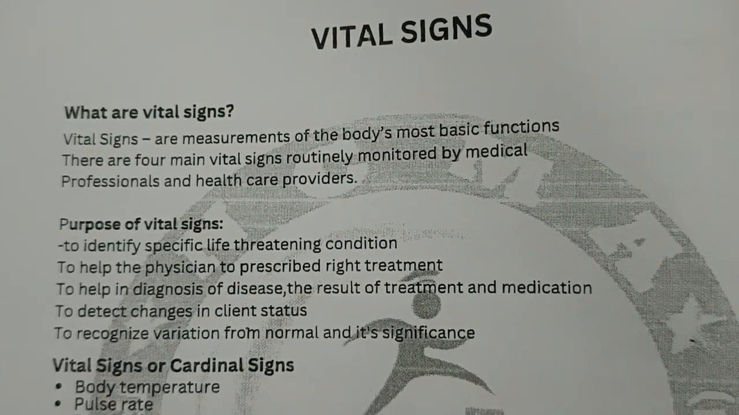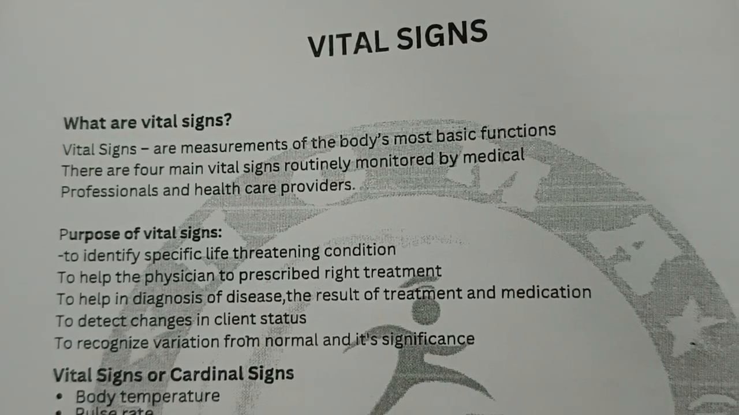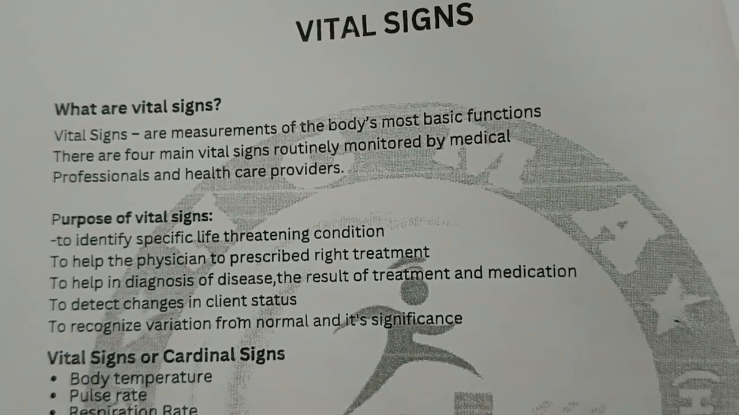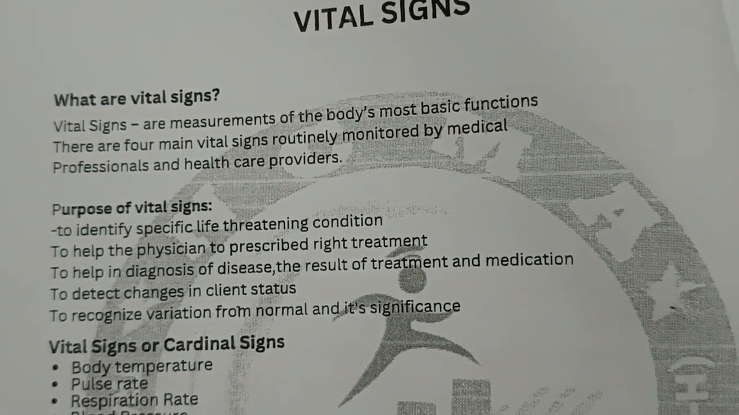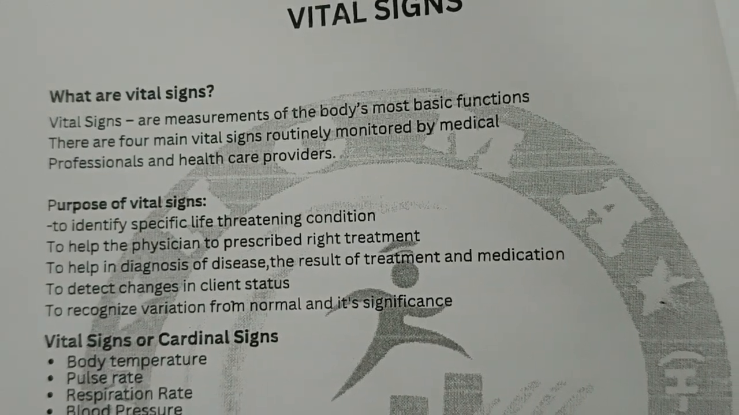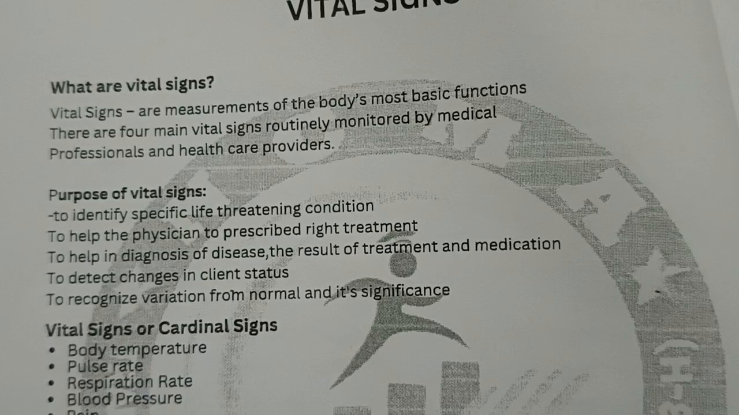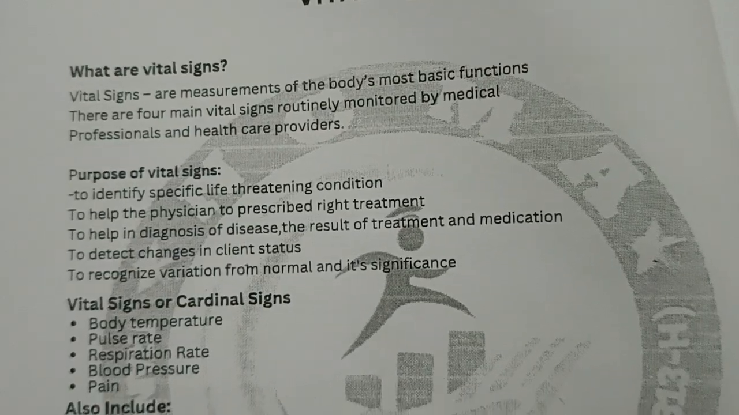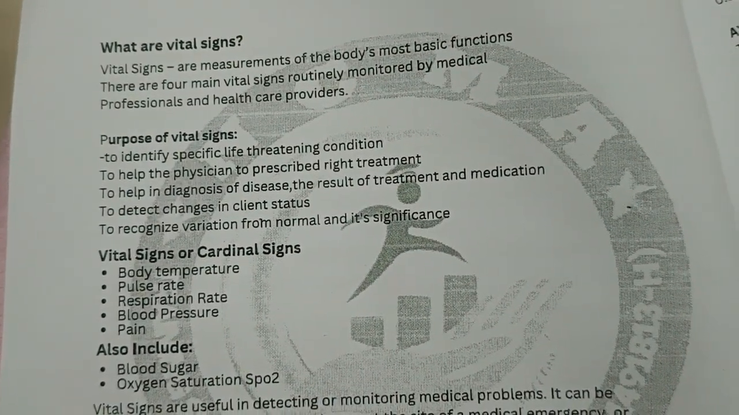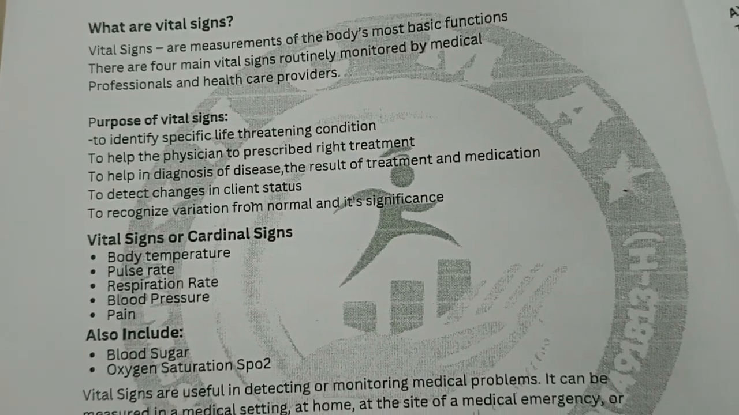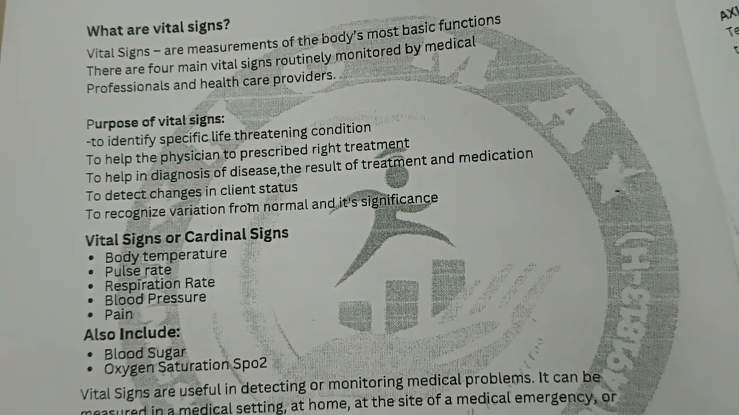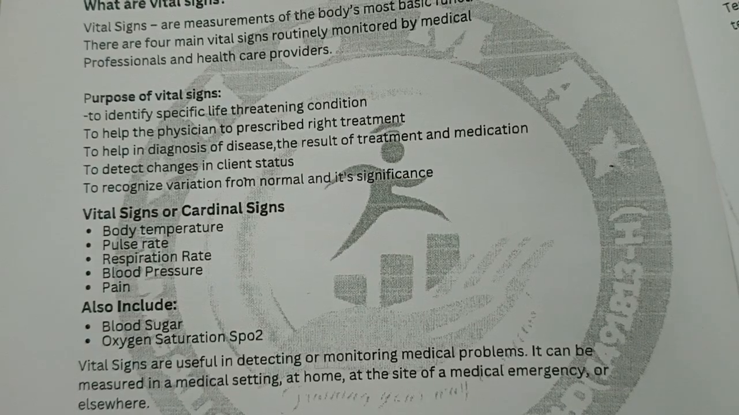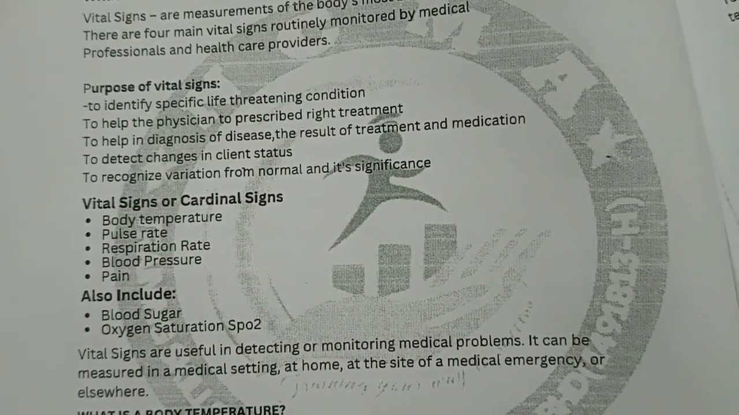Purpose of vital signs: to identify specific life-threatening conditions, to help the physician prescribe the right treatment, to help in diagnosis of disease, to check the result of treatment and medication, to detect changes in client status, and to recognize variation from normal and its significance. Vital signs or cardinal signs are body temperature, pulse rate, respiration rate, blood pressure, and pain. They also include blood sugar and oxygen saturation, SpO2.